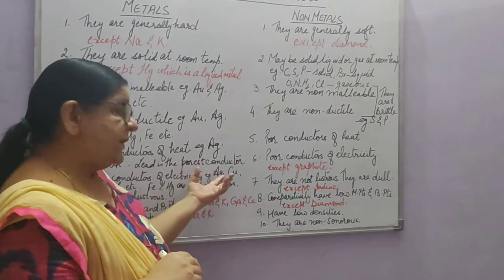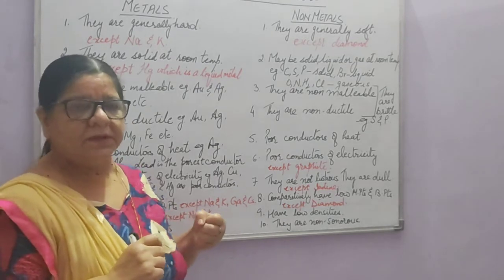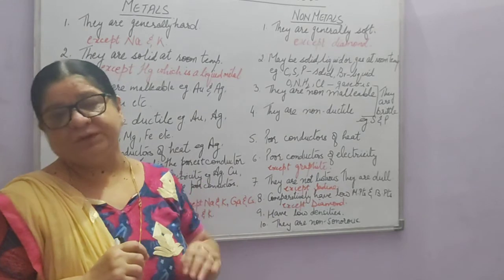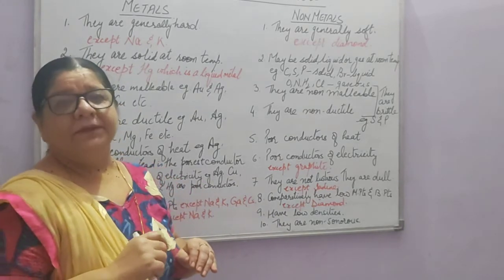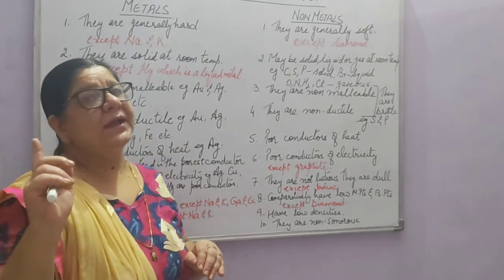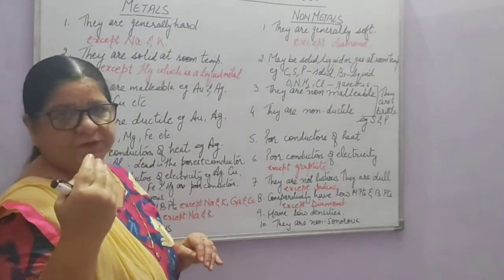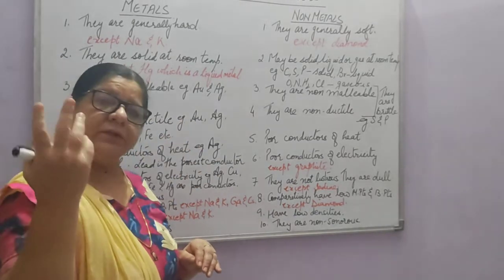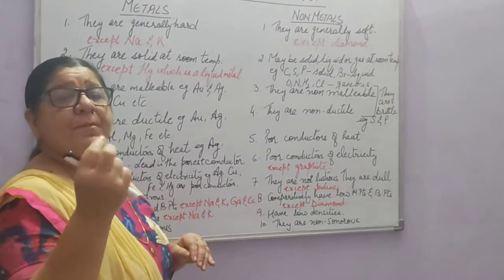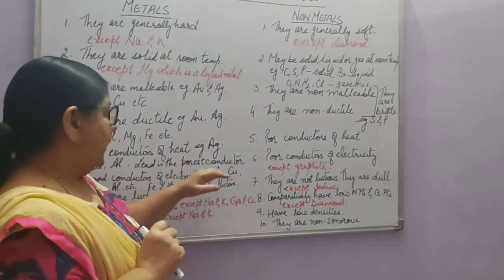Now, you must have seen copper. Although silver is the best conductor of electricity, because it is very expensive, we cannot use silver wires. But mostly what is used? Copper is used for electric wires, for conduction of electricity in the household also, in all the buildings, etc. Copper wires are used for the purpose of passing electric current.